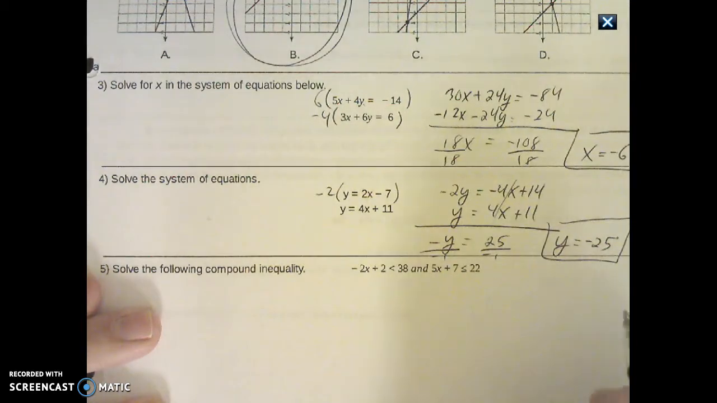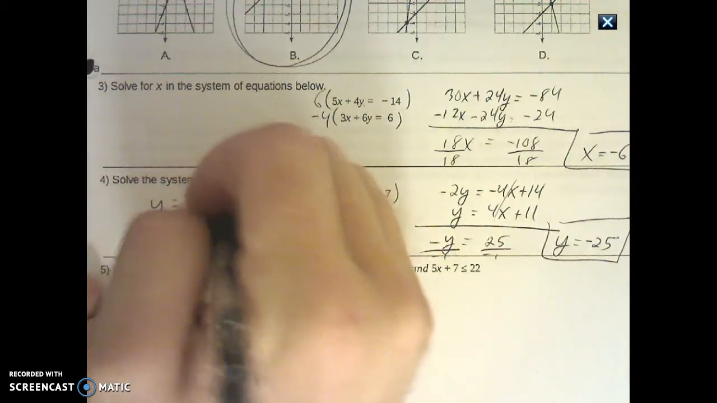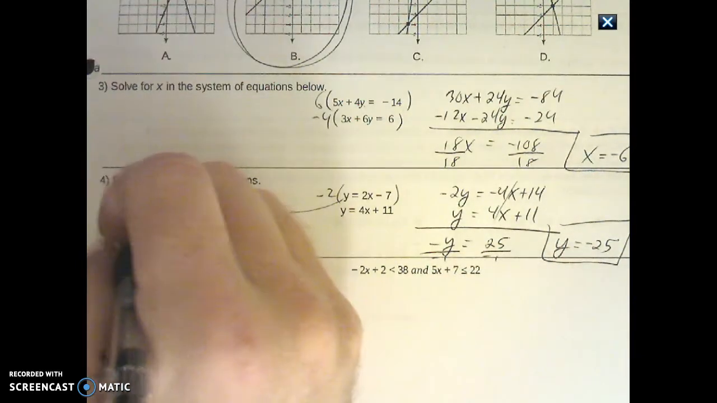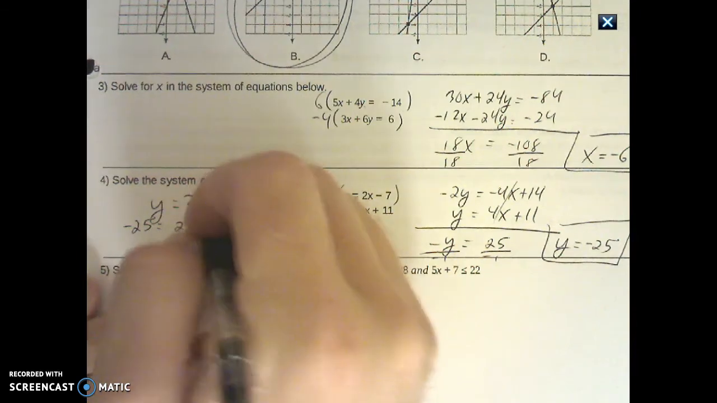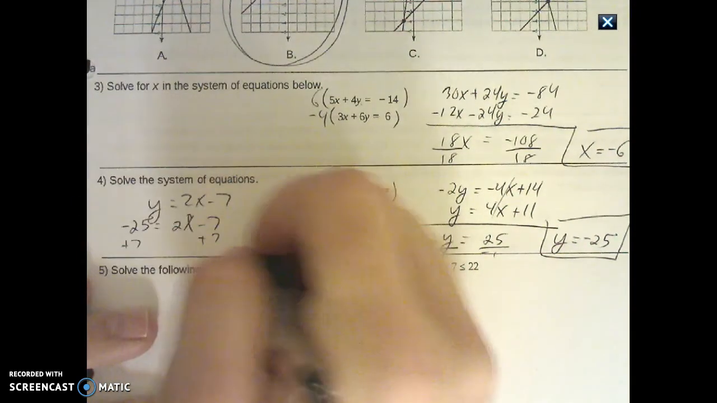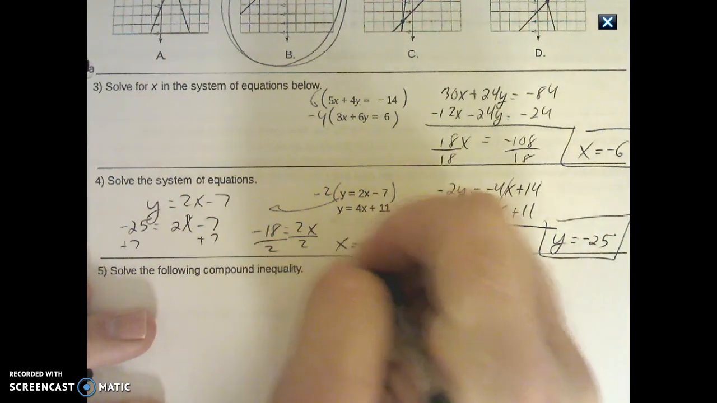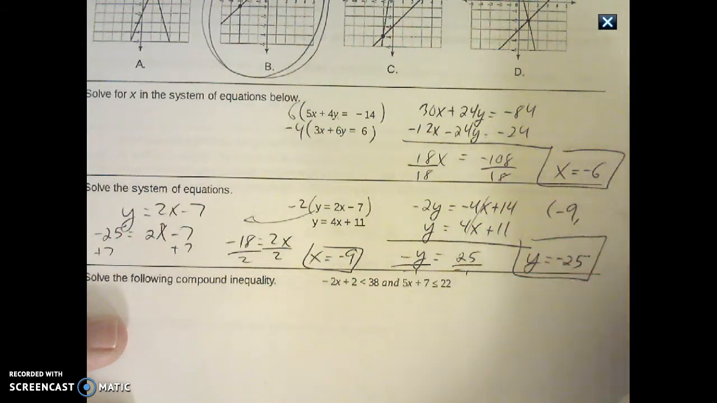Let's plug that back in. So I'm going to use the top one. Y equals 2x minus 7. Replace my y with negative 25. Add 7 over. Negative 18 equals 2x. X equals negative 9. So my final answer is negative 9, comma, negative 25.